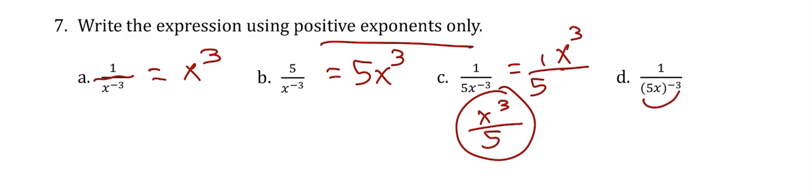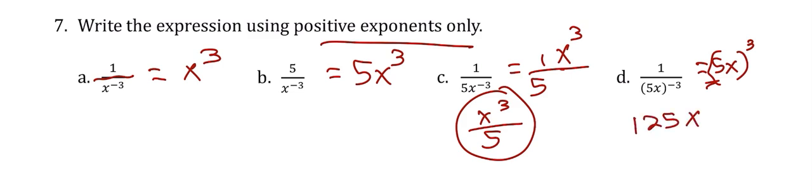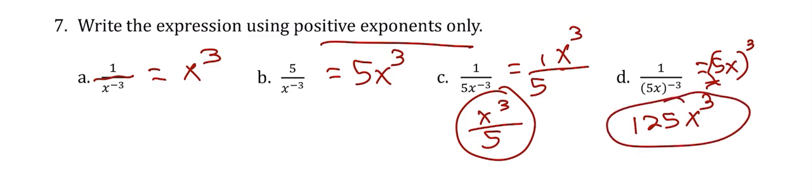So remember that this 5 is being raised to the negative third power as well as the x being raised to the negative third. So I think the easiest way to rewrite this is just to take that whole quantity, which is all being raised to the negative third power, and put it in the numerator and make it a positive 3. Now we have 5 to the third, which is 5 times 5 times 5, or 125, and then the x becomes x to the third. And we have no more negative exponents, so we're done.